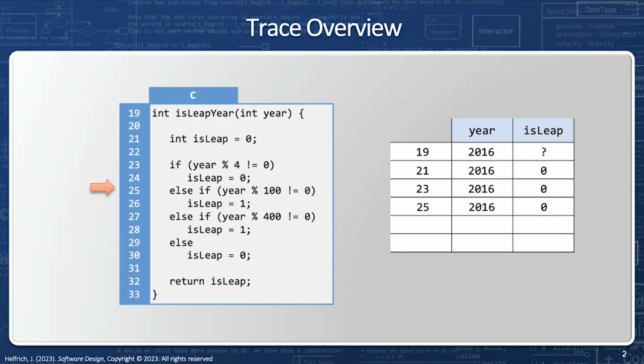That's 2016 mod 100, which is 16. 16 does not equal 0. Therefore, I'm going to line 26. Now at line 26, year remains unchanged, but now is leap becomes 1. Now because it's an else if, I'm now going to jump to line 32. At 32, year is unchanged and is leap is unchanged. Observe I do not visit every line of code. I only put in the trace table the lines of code I actually visit.